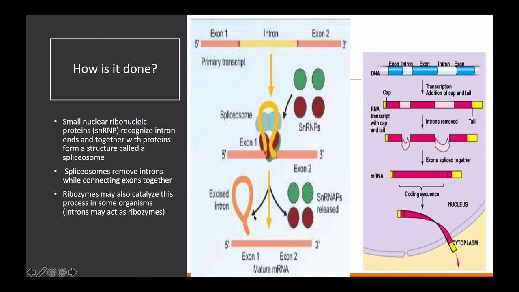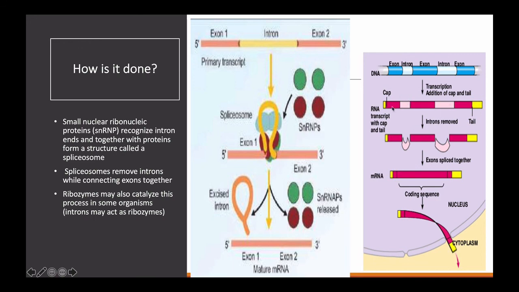Here's that excised intron. It's going to end up being recycled, reused to form other materials. They're going to play parts for other ribonucleotides to be used later. And the snRNPs will also end up being recycled to reuse for the process to reoccur over and over again.